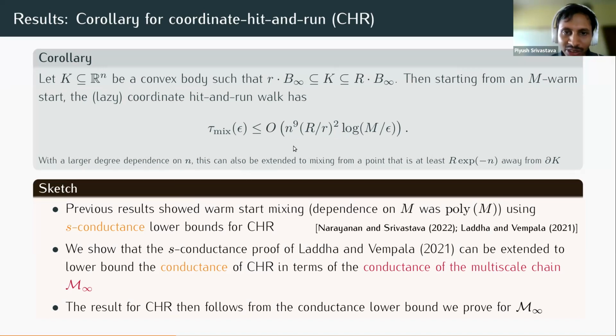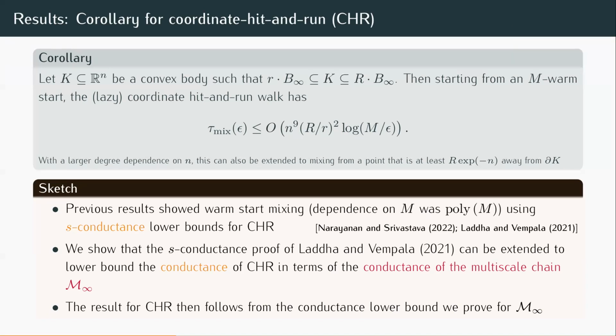And the way the proof works is actually interesting. We take the proof of Lovász and Vempala, the s-conductance proof, and we show that using what we know from these multiscale chains, these M chains that I was defining earlier, we can extend that proof to prove a full conductance bound. We'll come to what the difference between s-conductance and conductance is. And then the result for coordinate just follows as a corollary of the conductance bound for one of these M chains, the M infinity chain, the one corresponding to the L infinity.